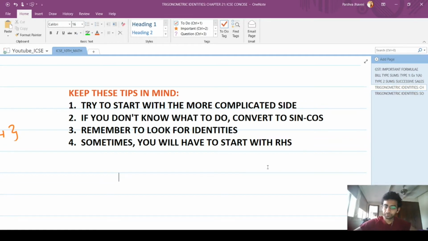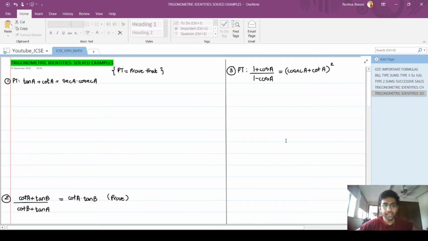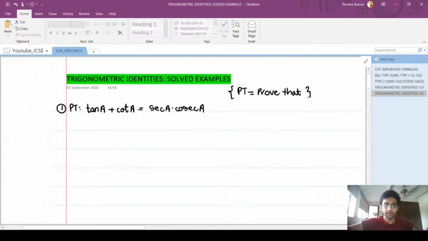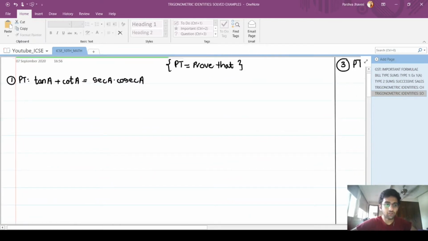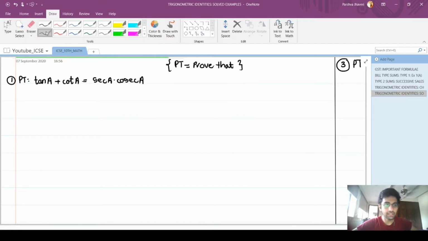Now let's move on. I'll display the first sum. PT stands for prove that. We'll be looking at some solved examples, as I said. First sum: prove that tan A plus cot A is equal to sec A plus cosec A. Obviously, if you're doing this chapter for the first time, it might look tough, but in fact this is a very easy sum. All you have to do is convert to sine cos.